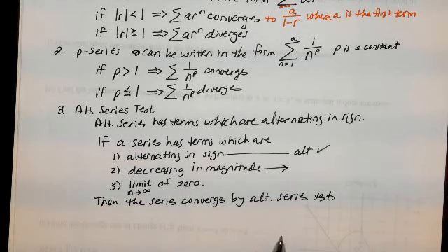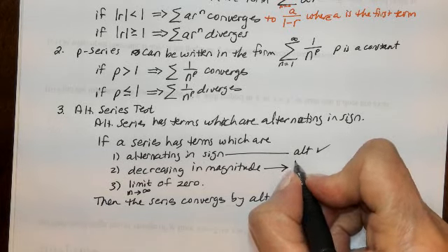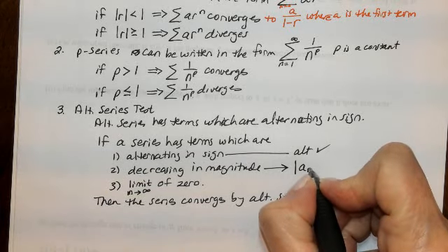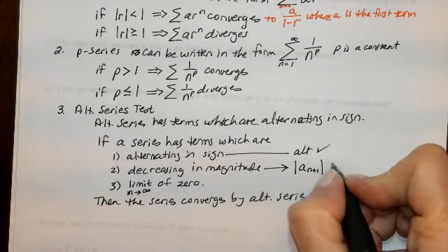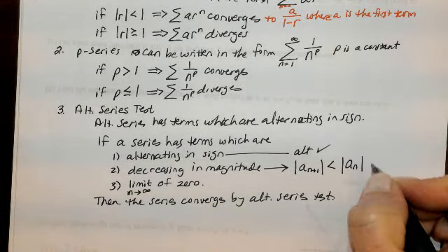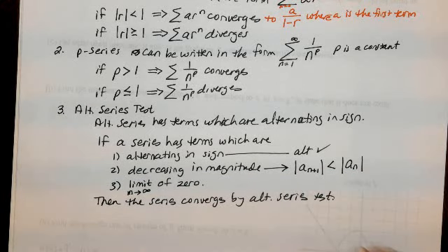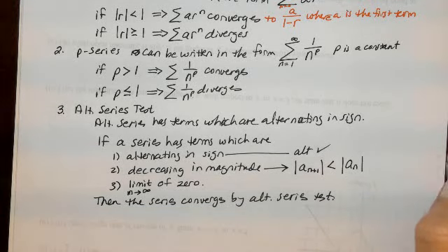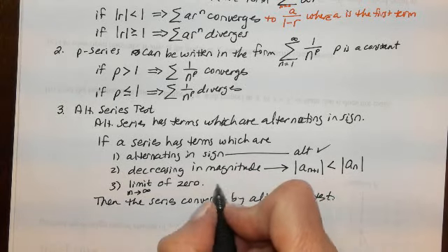more complicated to see, but in general, decreasing in magnitude means that the magnitude of the next term, the n+1 term, has to be less than the magnitude of the term in front of it. So the 5th term is less than the 4th term. The 6th term is less than the 5th term, and so forth. And this would be for all n in your series.